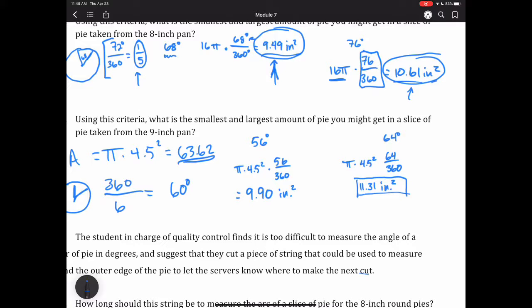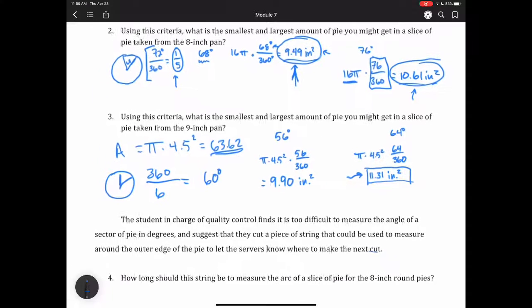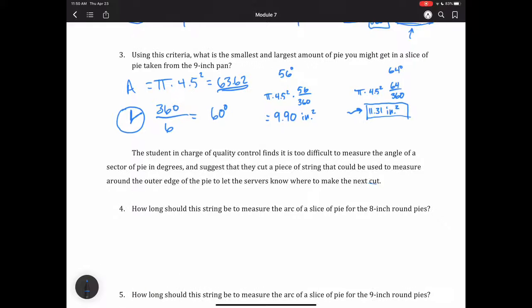So if you bought this slice of pie and then compared it with this slice of pie, I mean, you're getting an enormous difference, not even to mention the 2 by 4 inch pie or the 3 by 3 1/4 inch pie, slice of pie, right? We're getting a lot more pie here for our money. So the student in charge of quality control finds that it's too difficult to measure the angle of a sector of a pie in degrees and suggests they cut a piece of string that could be used to measure the outer edge of the pie to let the servers know where to make the next cut. So that's kind of a clever idea.